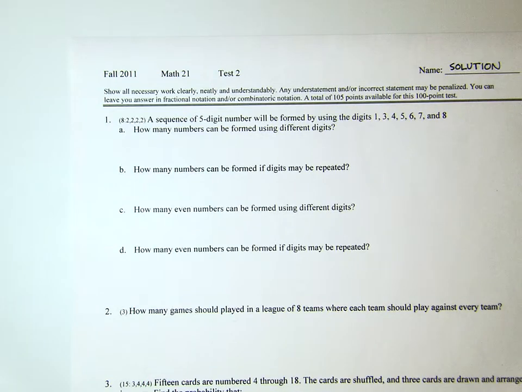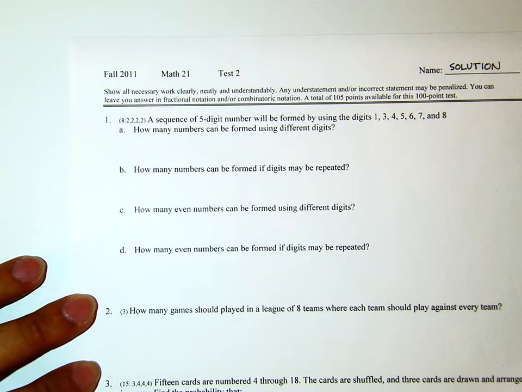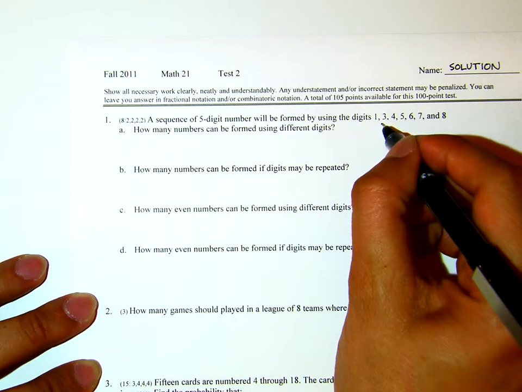In this video, we will work on Fall 2011 Math 21 Test 2. Number 1. A sequence of 5-digit numbers will be formed using the digits 1, 3, 4, 5, 6, 7, and 8. Notice that we are missing 2.